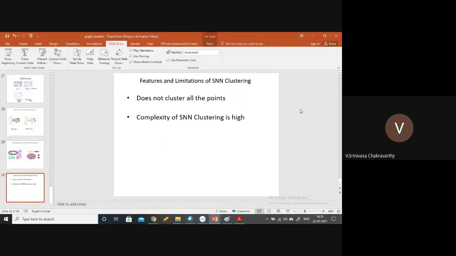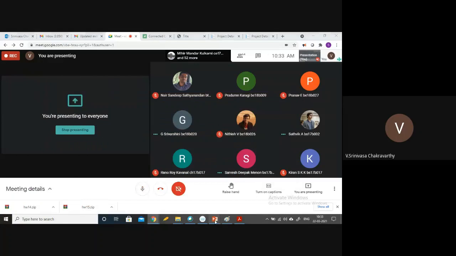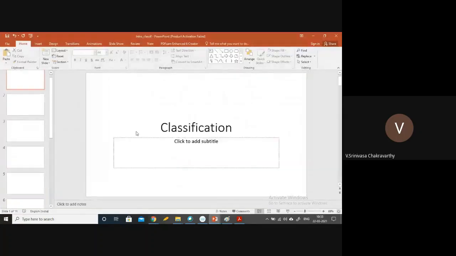The next topic, again a big topic, we'll be spending pretty much the entire remaining part of the course on the second topic, that is classification.